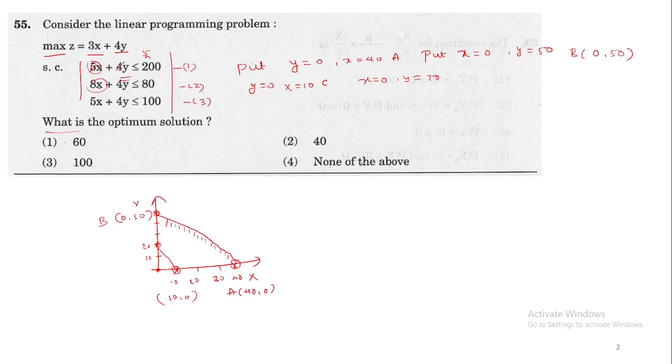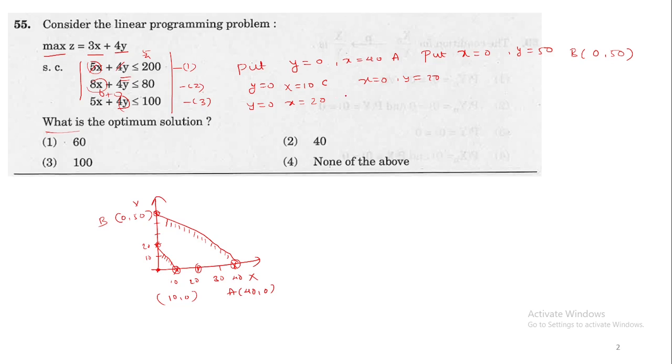Now put both x and y as 0. 0 plus 0 is less than 80, so it is true, and the feasible region is towards the origin. And the last constraint we have is 5x plus 4y less than or equal to 100. So put y equals 0. If you put y equals 0, 5x is less than or equal to 100, so when y takes the value 0, x takes the value 20. So here it is 20 comma 0.